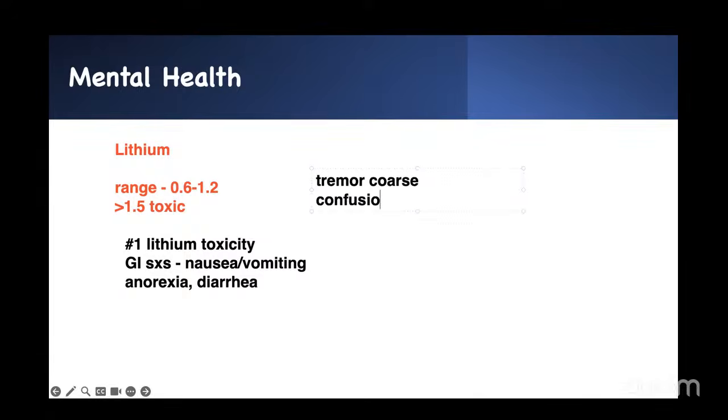There are also other issues associated with lithium. They can have ataxia, a neurological problem. Even if you don't know, pick an answer choice that talks about neuro. They're going to have seizures.